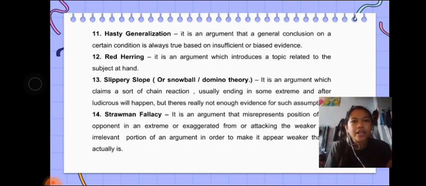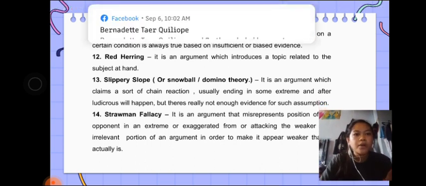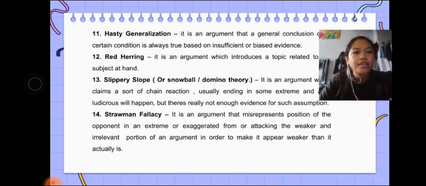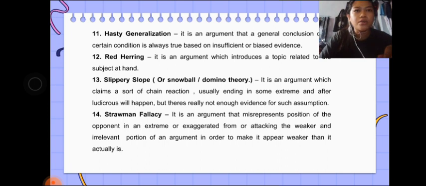And then number 13 is slippery slope, or snowball, or domino theory. It is an argument which claims a sort of chain reaction, usually ending in some extreme, and that something ludicrous will happen, but there's really not enough evidence for such an assumption. Example number 1, if high school students are given 15 minutes rather than a 5 minute break between classes, they will just start skipping classes.